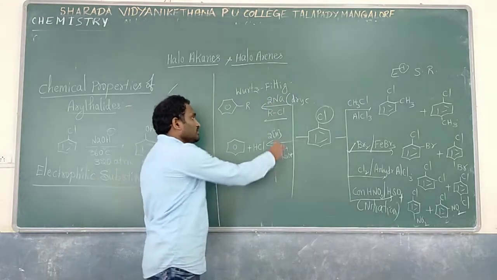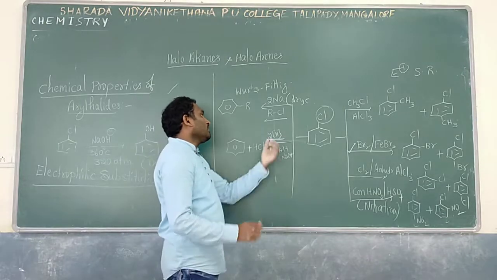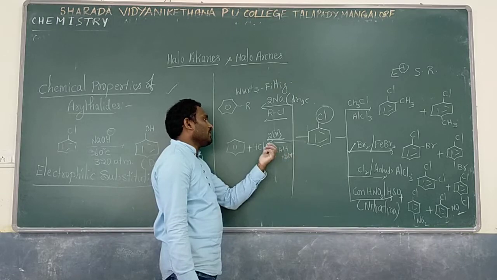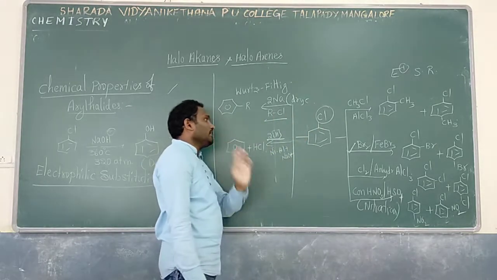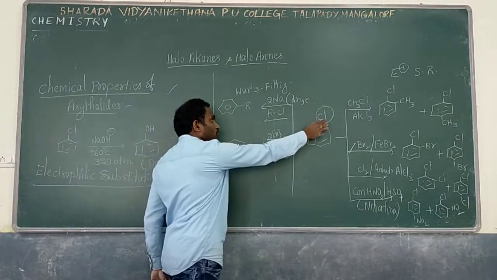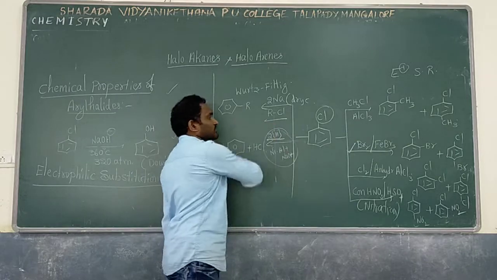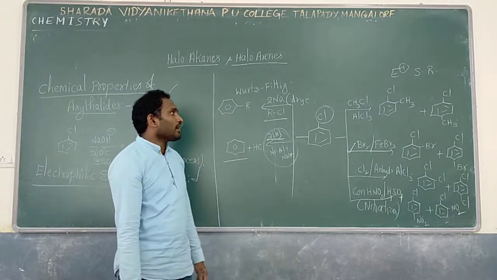Next one, this one, reduction. You see here, hydrogen is supplied in the presence of nickel and aluminium alloy, in the presence of base. Here, chlorine will be replaced by hydrogen. So, if you want to convert chlorobenzene into benzene, use this reagent. So, these are the main chemical properties of aryl halides.